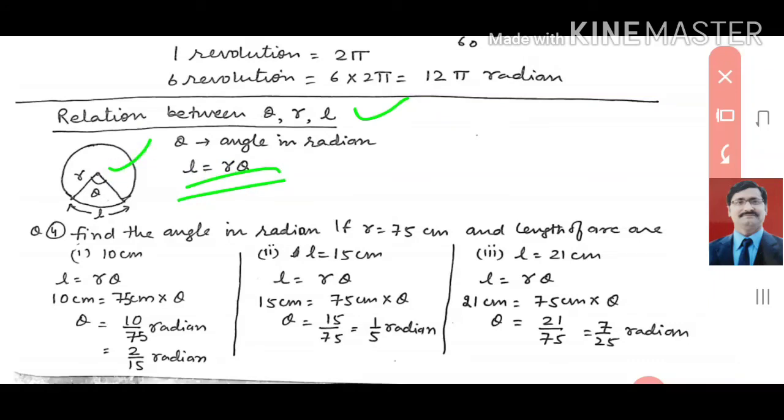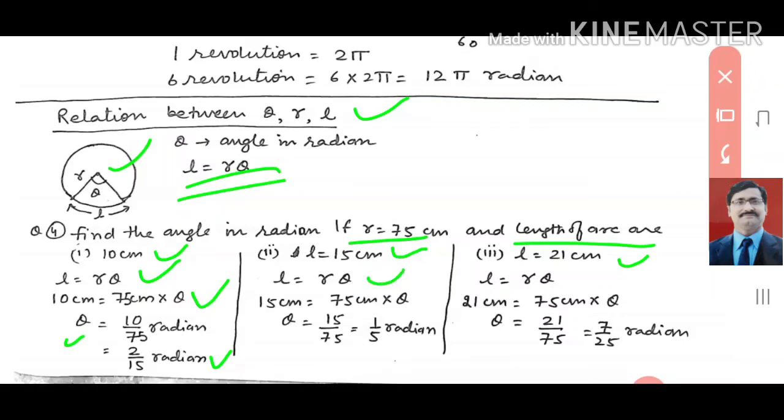Find the angle in radians if r is given as 75 and the lengths of arc are 10 centimeter, 15 centimeter and 21 centimeter. When L equals r theta, L is 10 centimeter, r is 75 centimeter and theta we have to find. So theta equals 10 upon 75 radian, you cancel, you get 2 upon 15 radian.